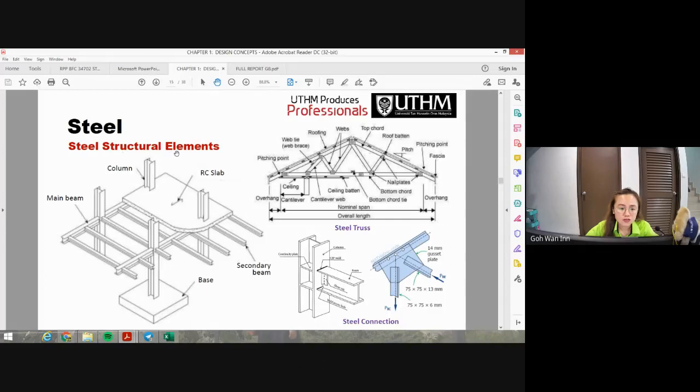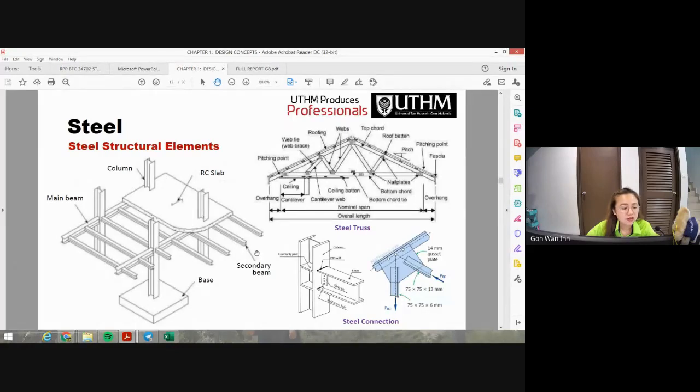So for the steel structure elements, you can see that this is the steel structure for the I-beam, and this is the I-beam for the main beam. This is for the column, but still on top you can combine with the RC slab. So this is the RC slab on top, and then it will distribute the load. And then this is the secondary beam. Remember what is a secondary beam? A secondary beam is the beam that will distribute the load to the main beam.